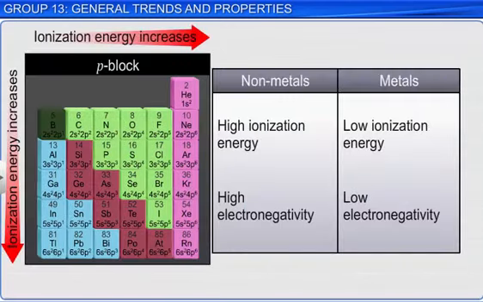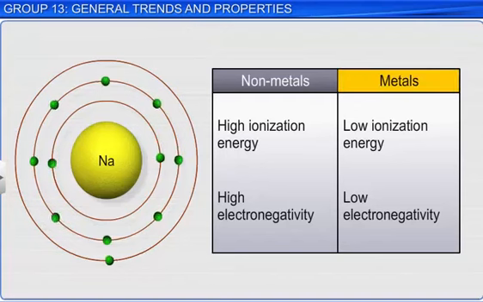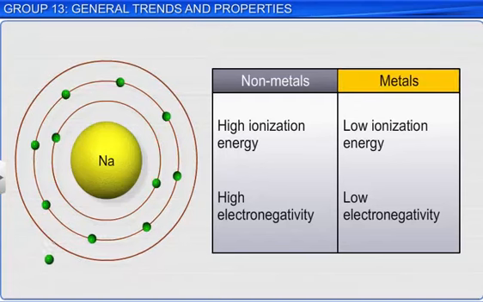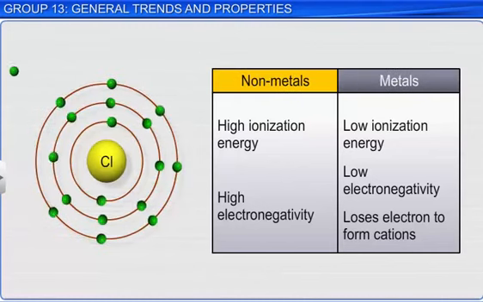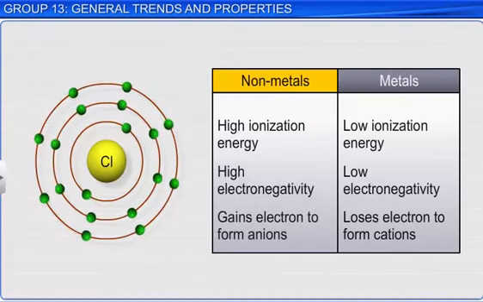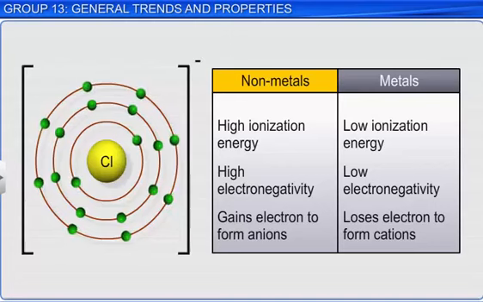When comparing metals and non-metals, non-metals typically have higher ionization energies than metals. The electronegativities of non-metals are generally higher than that of metals. Therefore, metals readily lose electrons, forming cations. Non-metals typically gain electrons, forming anions.